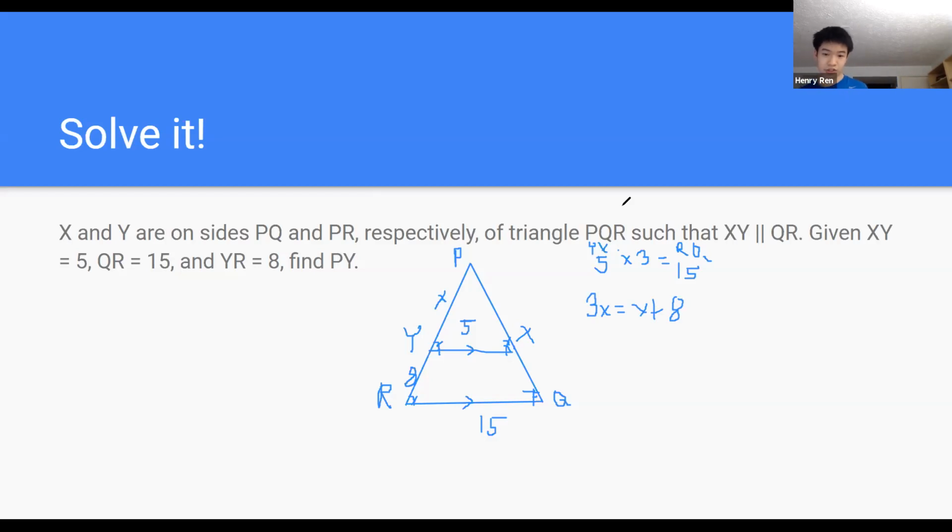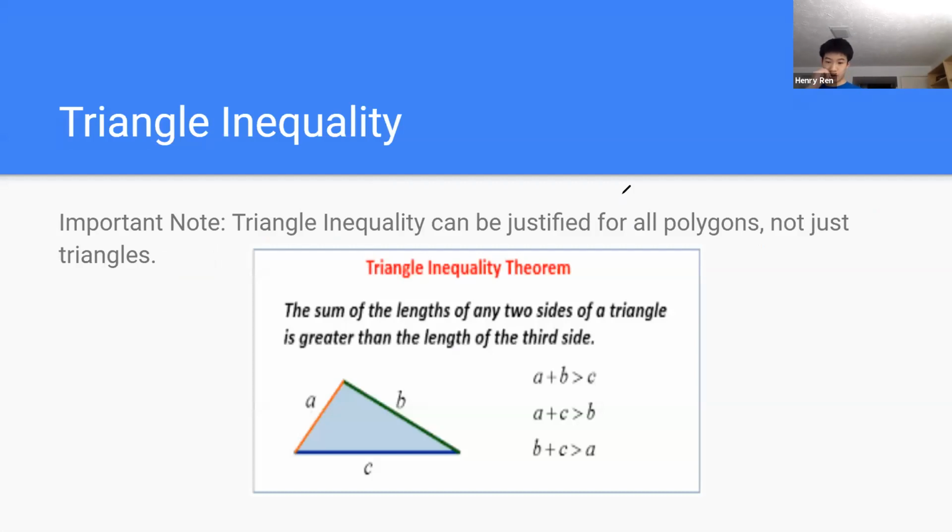Does anyone have any questions about how we got this answer? Yep. All right. Oh, here's a solution. Triangle inequalities. I don't know why I put this here. Should have put it later on.